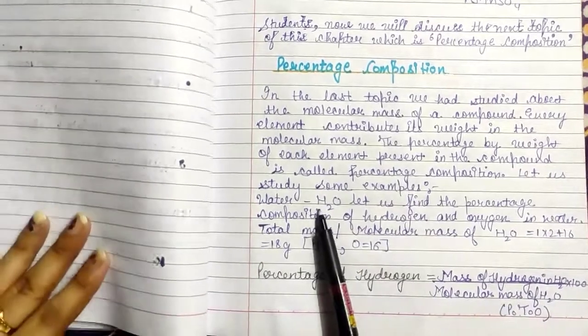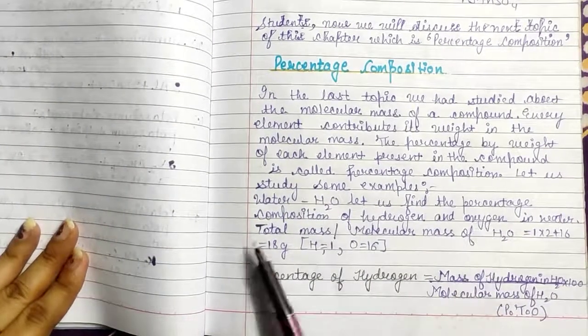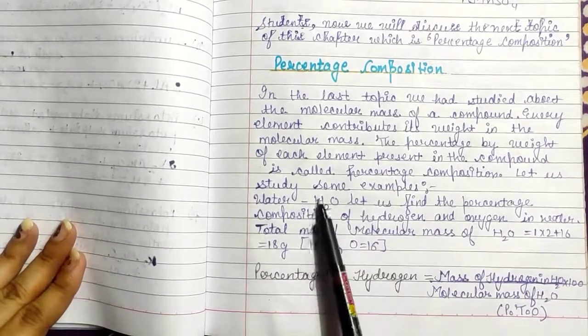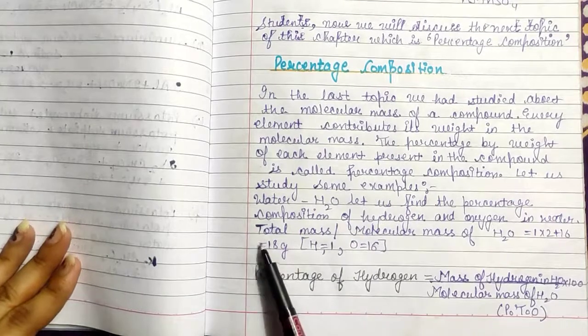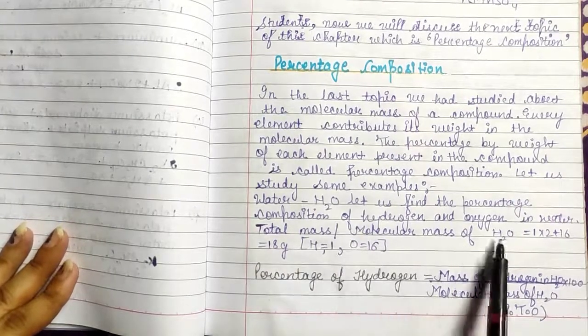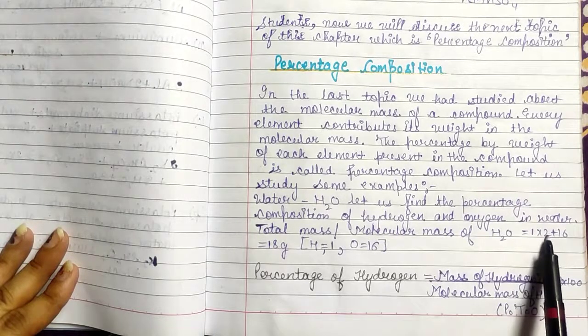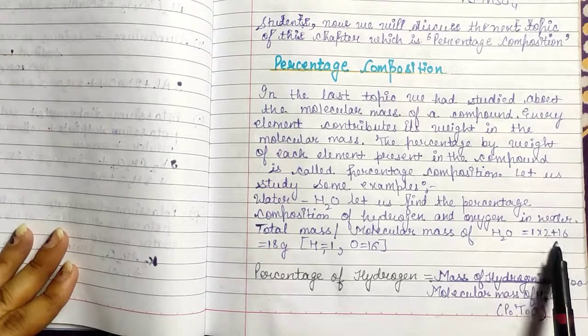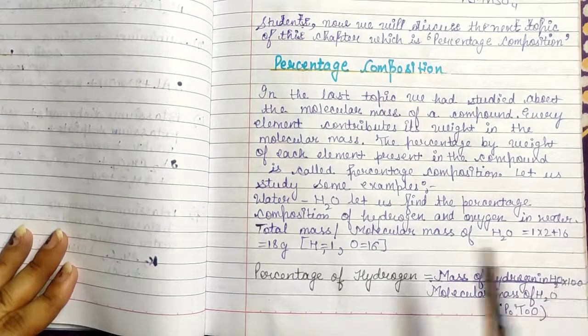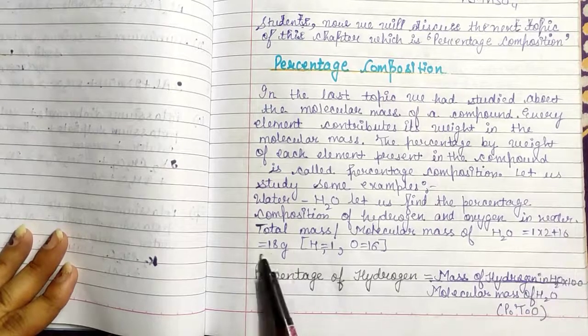Water has the formula H2O. Let us find the percentage composition of hydrogen and oxygen in water. What is the total mass, that is, the molecular mass of H2O? Atomic mass of hydrogen is 1 into 2. We multiply it with 2 because hydrogen has 2 atoms. Then we put the sign of addition. Oxygen has 16. After solving this, we get 18 gram.